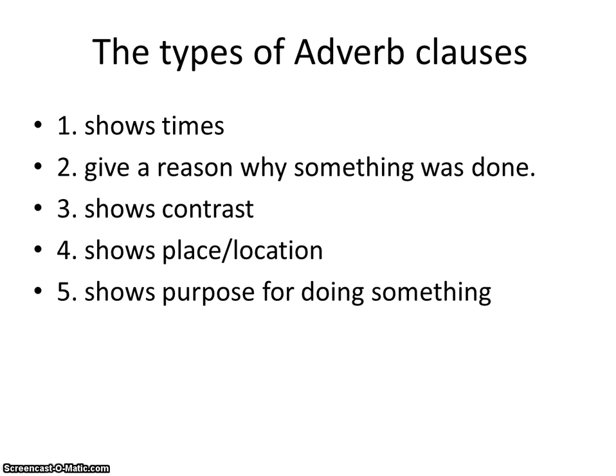There are five types of adverb clauses. Adverb clauses that show time. Adverb clauses that give a reason why something was done or something is done. Adverb clauses that show contrast, adverb clauses that show place or location, and adverb clauses that show purpose for doing something.